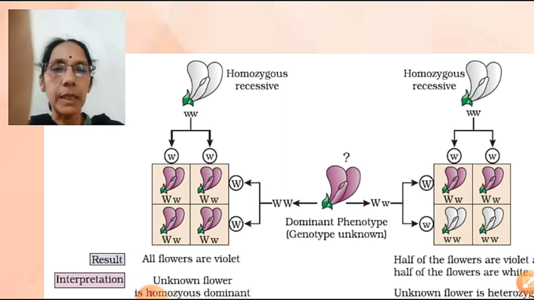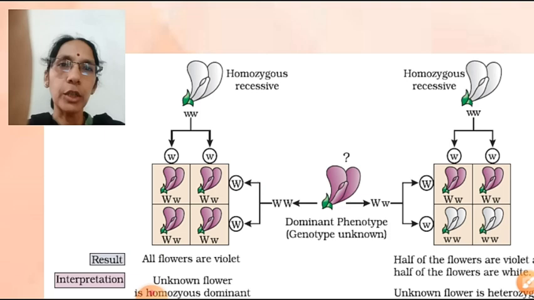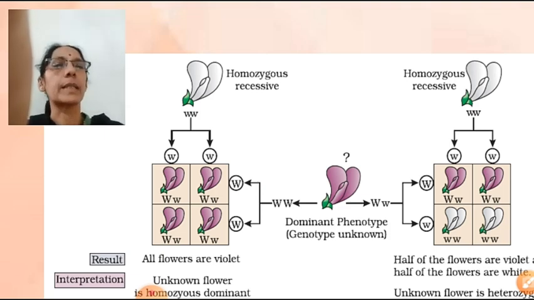After the test cross, if all the organisms are of the same type, then the unknown organism is homozygous. Clear? Test cross is crossing an unknown genotype with the recessive parent. After the test cross, if all are the same type, the unknown is homozygous. If you get a 1:1 ratio, the unknown organism is heterozygous.